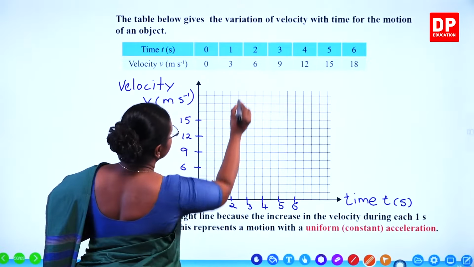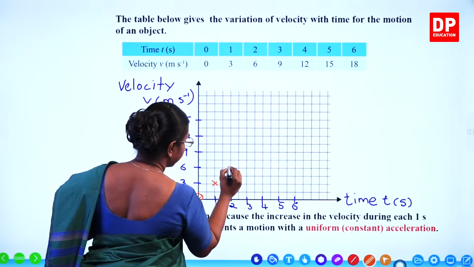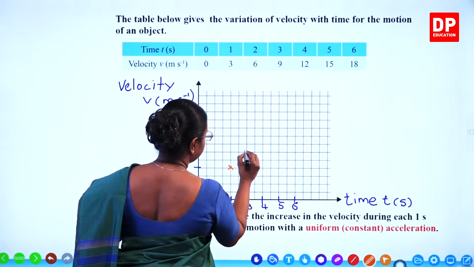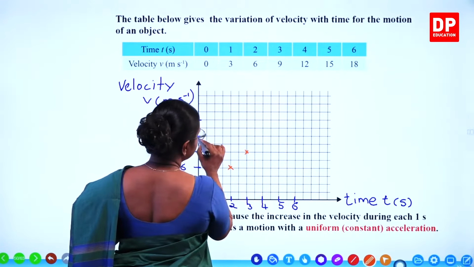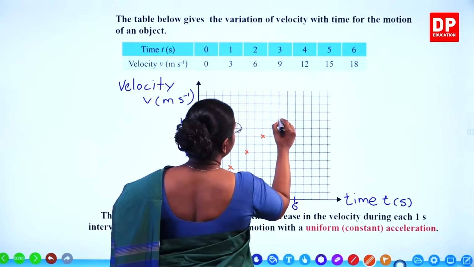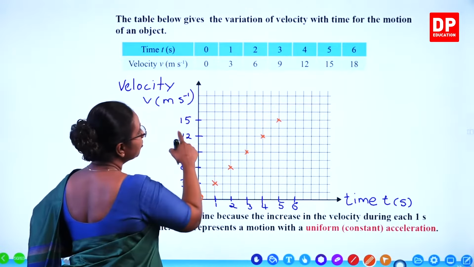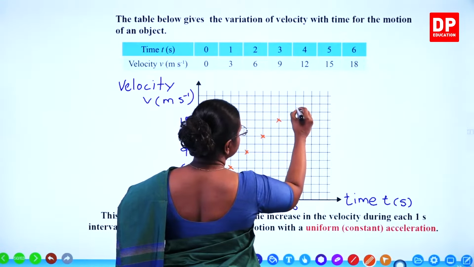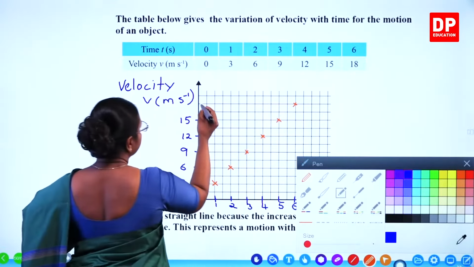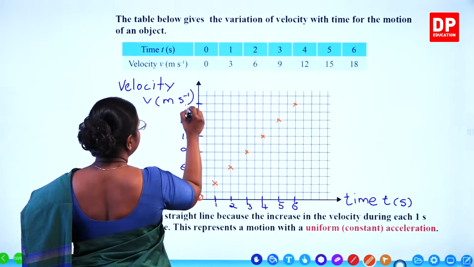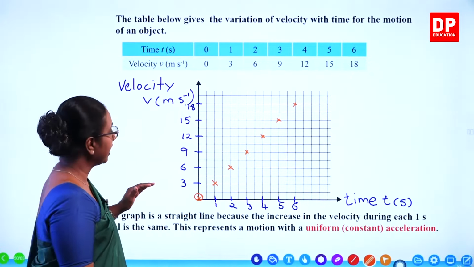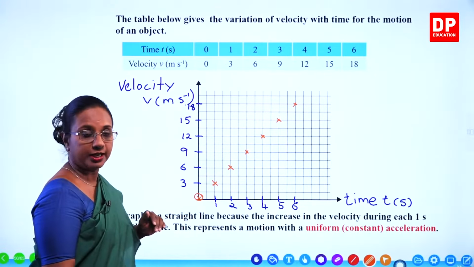Then we have 2 seconds, 6 meters per second velocity. 3 seconds, 9 meters per second velocity. 4 seconds, value 12. 5 seconds, value 15. And I have one more value for the 6th second, it is 18. I have to mark that on the graph. So here it will be 18 meters per second. Now as we did before, we will have to connect all the coordinates.